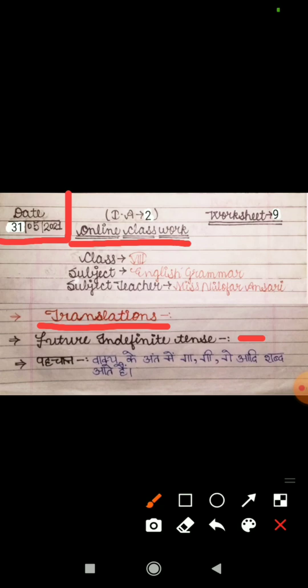If a sentence is written in Hindi in future indefinite tense, how would you recognize it? So the पहचान is वाक्य के अंत में गा, गी, गे आदि शब्द आते हैं. Like the sentences will be राम खाना खाएगा, मैं स्कूल जाऊंगा, वह गाना गाएगी. In all these sentences, have you noticed that the words ga, gi, ge are coming at the end? Now let's see the formulas related to future indefinite tense.